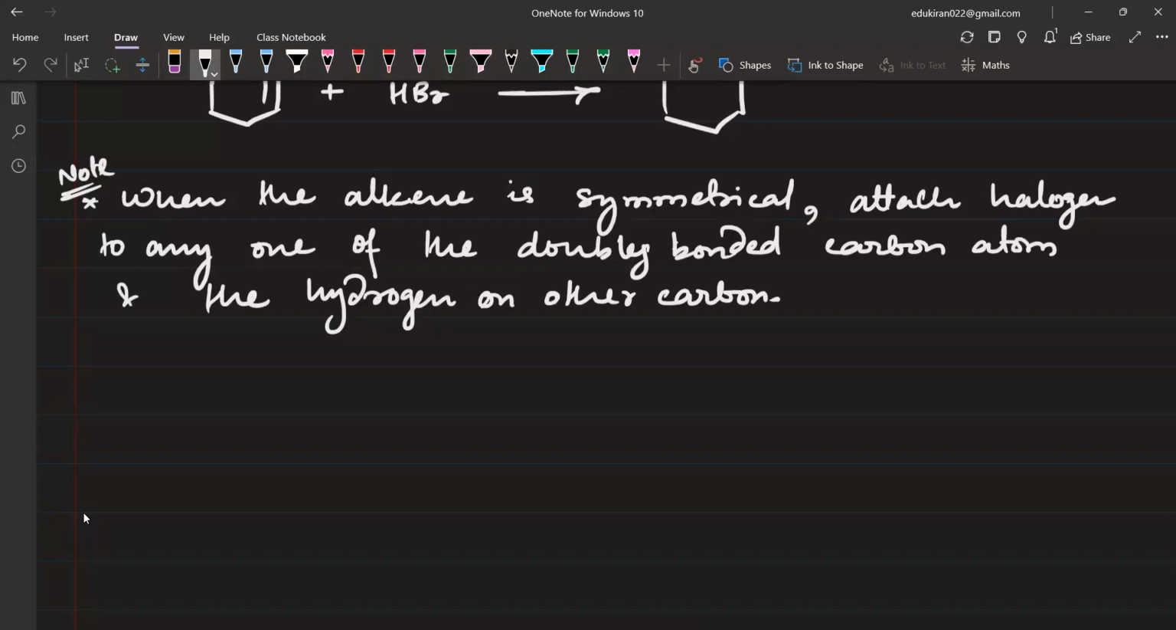ठीक है, अब मसला आएगा. When you are having unsymmetrical alkene, meaning, for example, if you have propene. अगर आप प्रोपीन के डबल बॉन्ड को ब्रेक कीजिए, if you are going to cut the double bond like this, then you can see you have only one carbon here and here you are having two carbon. So this type of alkenes are known as unsymmetrical alkenes. This are not symmetric, this are unsymmetric alkenes.